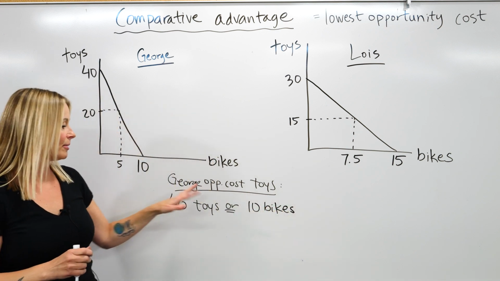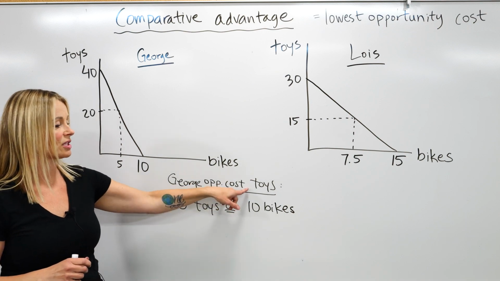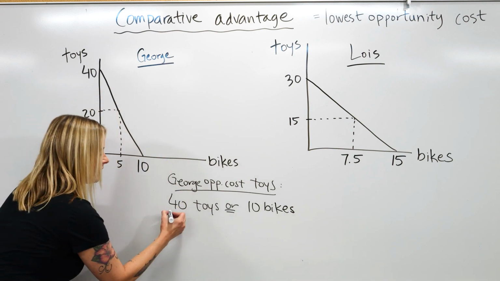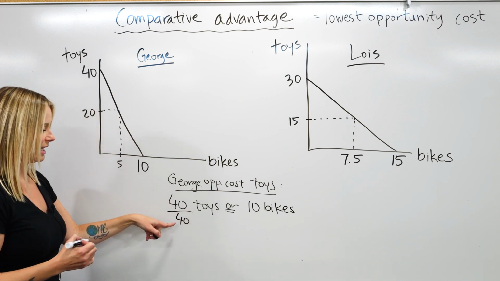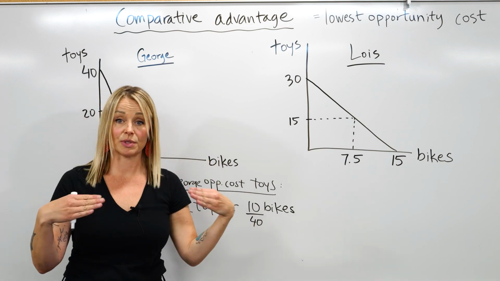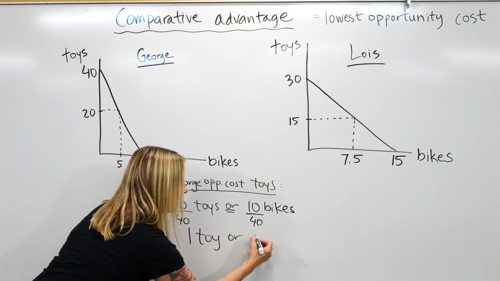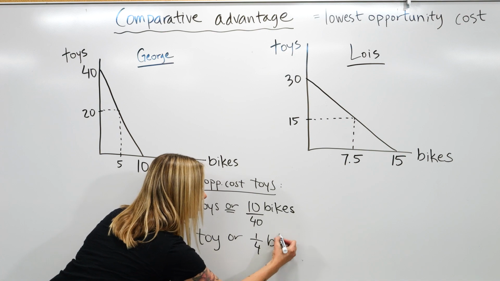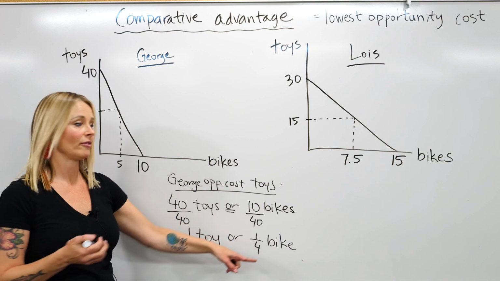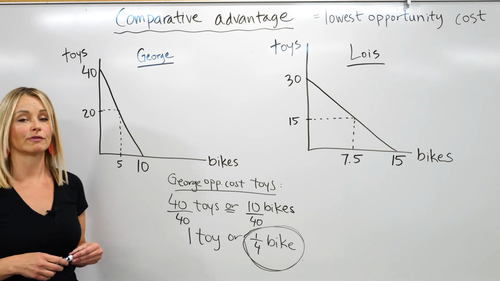So basically, he could give up 40 toys to make 10 bikes or vice versa, but what we're interested in is the opportunity cost for toys, which means we want it down to one toy. What's he giving up to make one toy? So we're going to divide by this toy amount to get that into a 1, and we're going to divide by that same amount here so that we're reducing everything down. So he could be making one toy, or he could be making 1/4 of a bike. So that means his opportunity cost for the toy is 1/4 of a bike. So that is George's opportunity cost for toys.